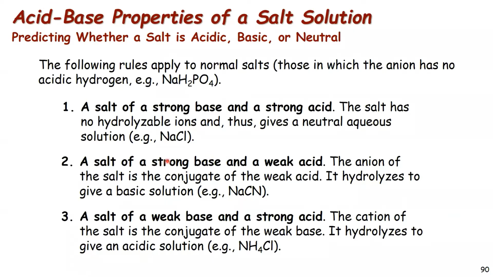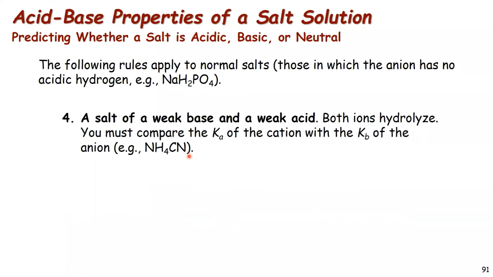Okay, and then finally, the last scenario is where you would have a salt of both a weak base and a weak acid. Well, now in this case, to determine whether the solution would be acidic or basic, you would have to compare the Ka of the conjugate acid, in this case NH4 plus, and the Kb of the conjugate base, in this case the cyanide. Whichever one of these would be bigger is going to dominate. If the Ka is bigger than the Kb, then the solution is going to be acidic. If the Kb is larger than the Ka, then the solution is going to be basic.